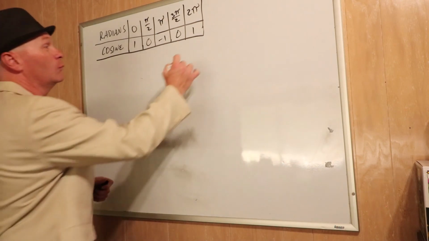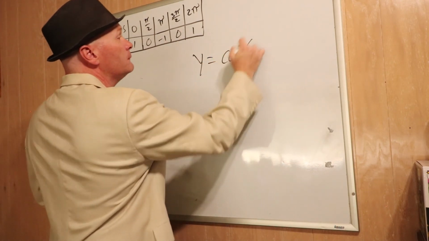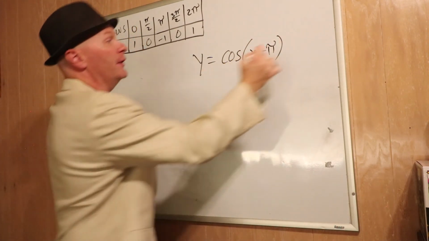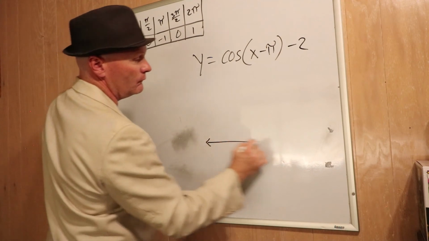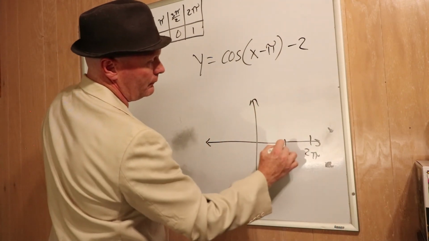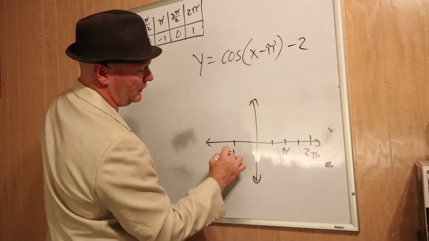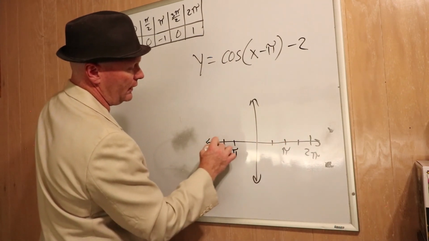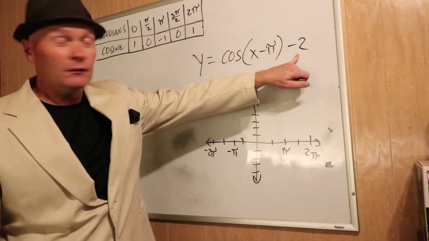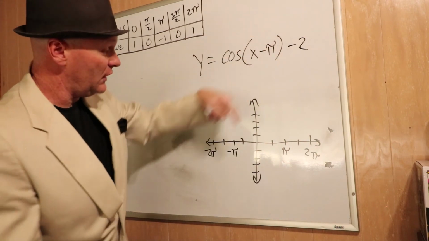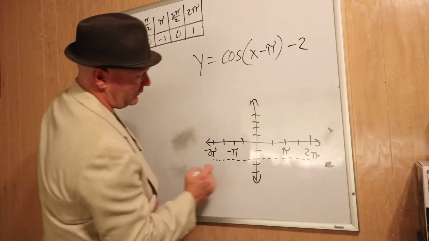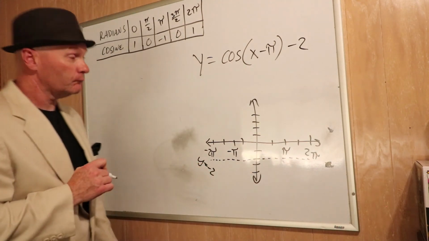Alright, let's try this one. y equals cosine of (x minus pi) minus 2. Let's see, 2 pi, pi, negative pi, negative 2 pi. Alright, I see right away we have a vertical shift down 2. So my midline is right there at y equals negative 2.